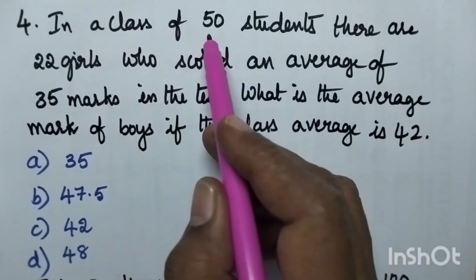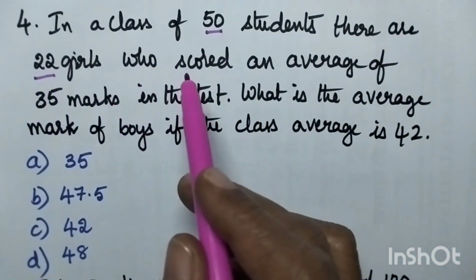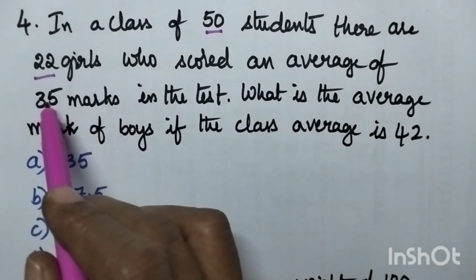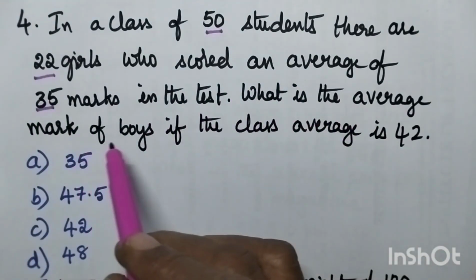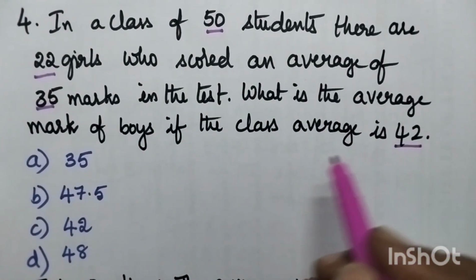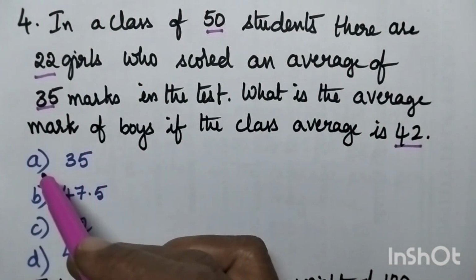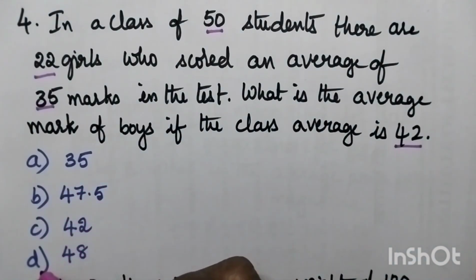In a class of 50 students, there are 22 girls who scored an average of 35 marks in the test. What is the average mark of boys if the class average is 42? Coming to the options, A 35, B 47.5, C 42 and D 48. You just pause the video, try to solve the problem.